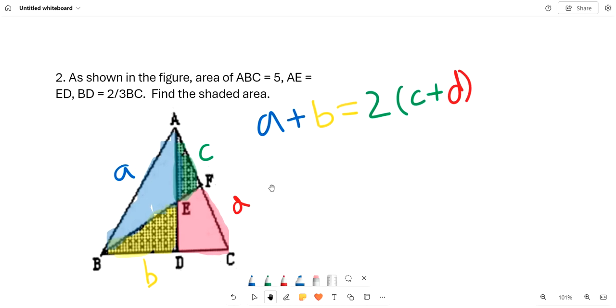And so we find that A also equals B because their height is the same. Their height, meaning this one, is the same, and their bases are the same from A equals ED. So A equals B. And so from this, let's draw EC.